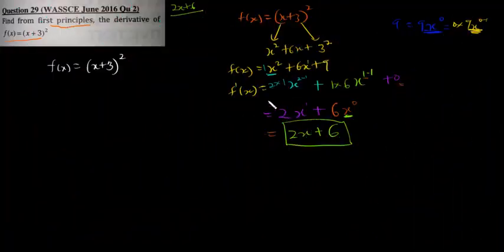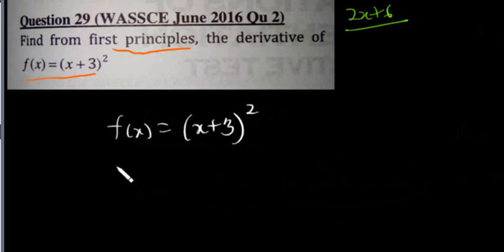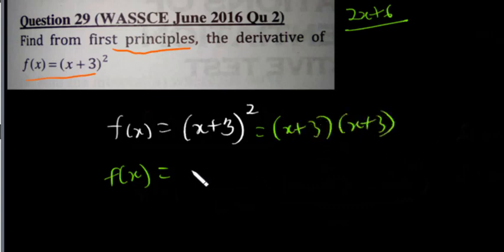So now what I'm going to do is use first principles to prove this. And after everything, I should have 2x plus 6. Alright, so that's how we start. First, I want to expand (x plus 3) raised to the power 2. So that will be (x plus 3) times (x plus 3). And if you expand this, you are going to get x squared plus 6x plus 9. So that is the function here. So that is f of x.